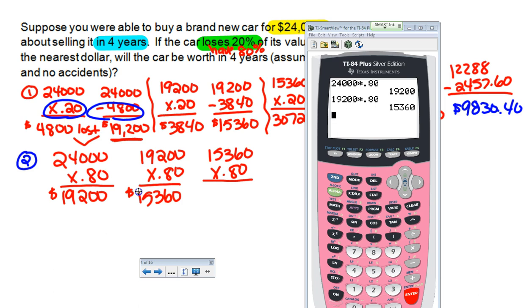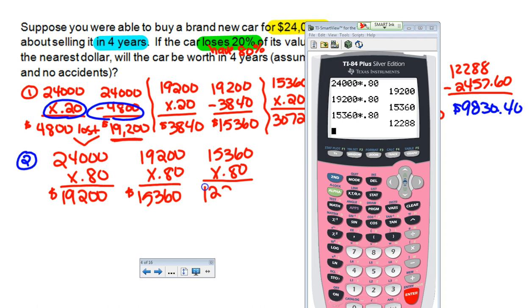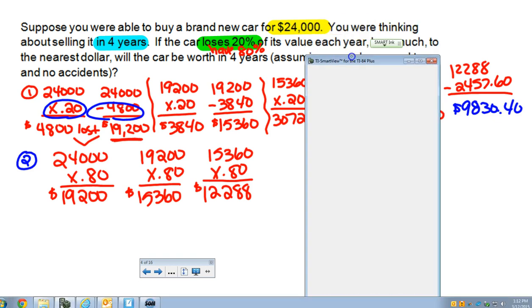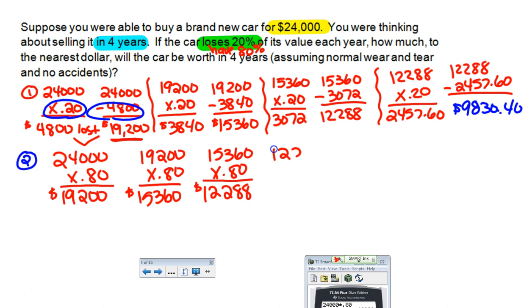If you do that in your calculator, you get our other answer. So now we're down to our 12,288. And then finally, when you do year 4, you're going to get our final answer of $9,830.40.